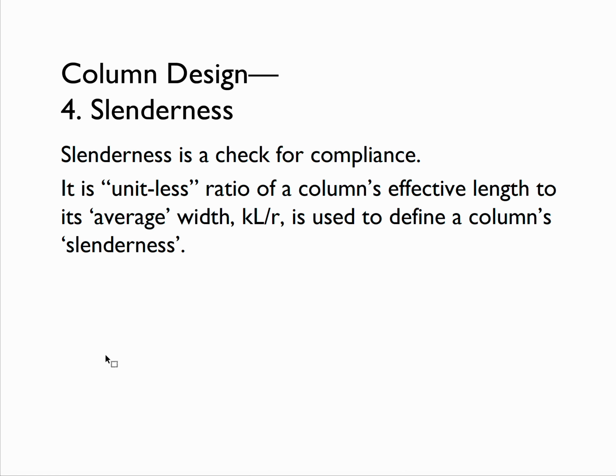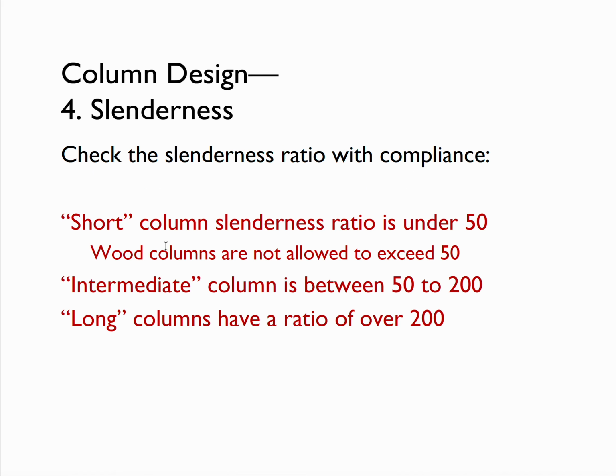Slenderness ratio is basically a check for compliance, this is our fourth factor, of course. Just like it was with deflection, it's a unitless ratio. It's basically trying to find out whether the column's effective length and its average width, it's KL divided by R, R being its radius of gyration, can define its particular slenderness. A short column would have a KL over R under 50. An intermediate one would have a KL over R between 50 and 200, and a long column would be over 200.